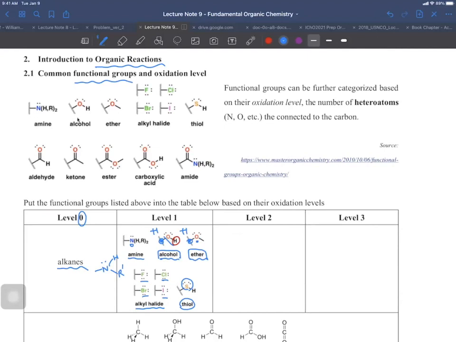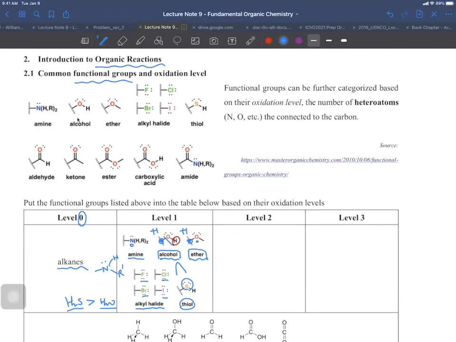Similarly, H2S is a stronger acid than water. We know water is neutral, and H2S is a diprotic weak acid. So similarly, the thiol group is slightly more acidic than the alcohol. Or actually, I should say much more acidic than the alcohol if we compare the pKa values. So all of those are level 1.